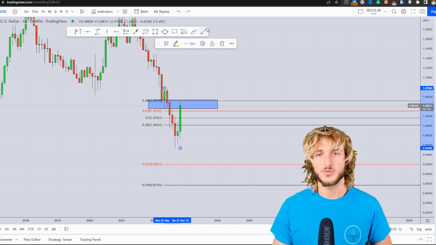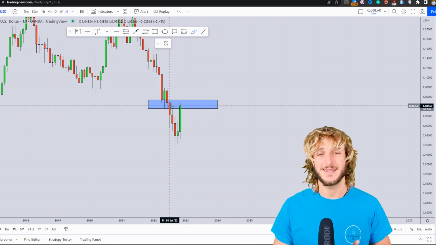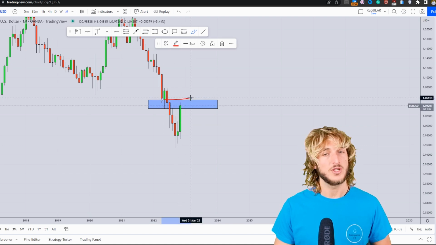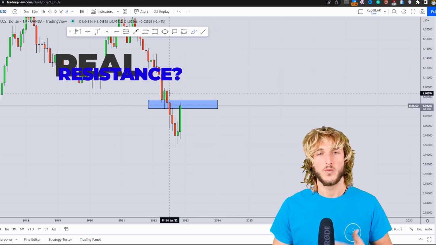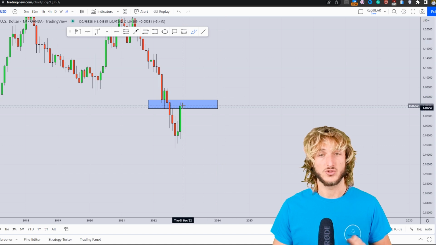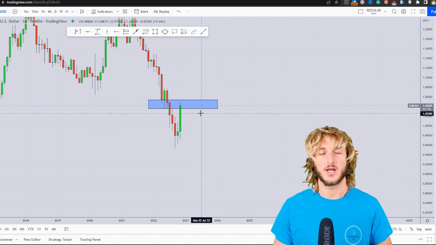However, it is also important to keep in mind and point out that the market hasn't yet reached the real resistance. Now, when you have a zone like this, you don't really know where the market is supposed to actually test and reject most of the times.